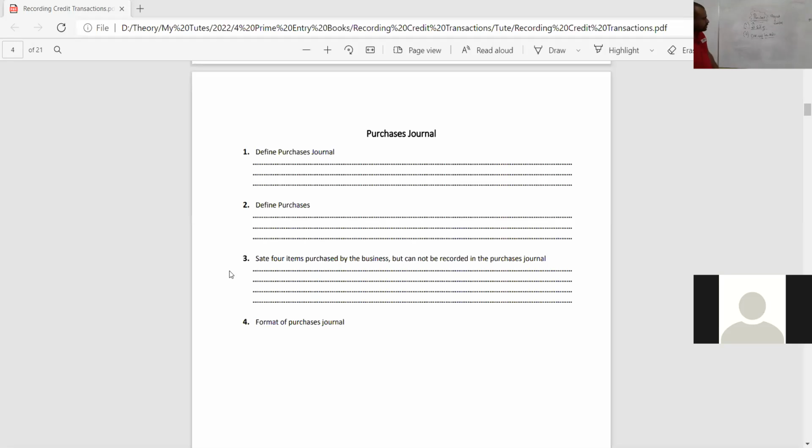Define purchases. Purchases are items purchased with the intentions of reselling in the ordinary business activity.